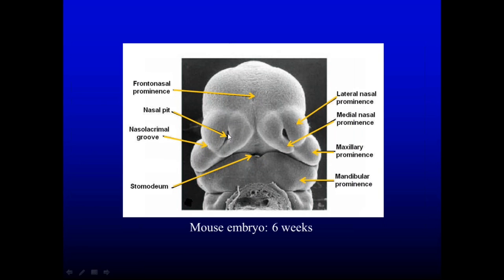Now this is another diagram. This is the nasal pit surrounded by the medial nasal swelling and lateral nasal swelling. This is the frontonasal prominence. This is the maxillary prominence. Now this is the nasolacrimal groove, which is between the lateral nasal process and your maxillary prominence. Now this is your future mouth or stomatodeum.